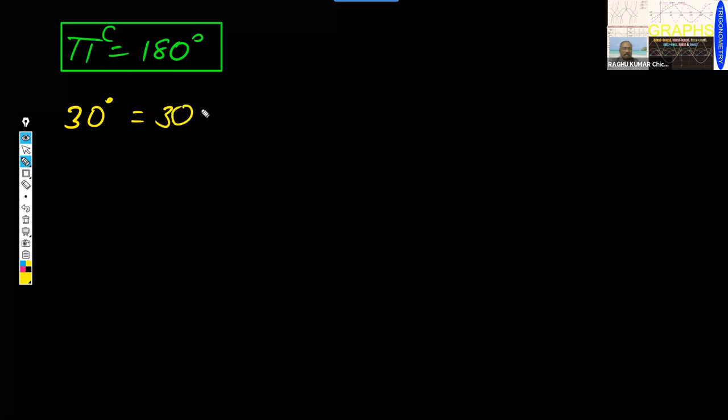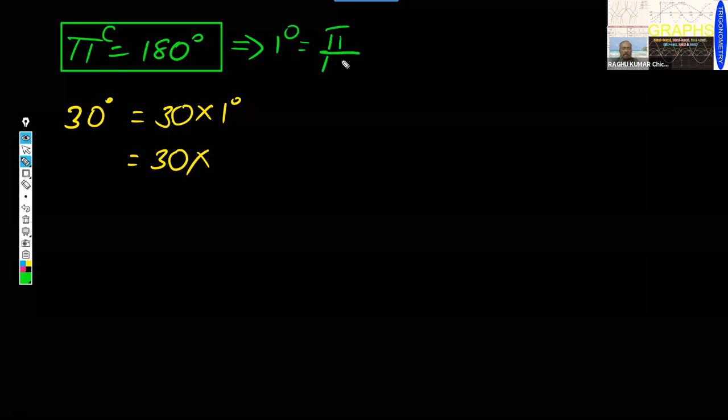Now, the question is, I want to convert 30 degrees to radians. Then it is nothing but 30 into 1 degree. Just understand this: 1 degree is to be taken from this relation only. 1 degree is equal to, bring this 180 to the other side, pi by 180 radians.